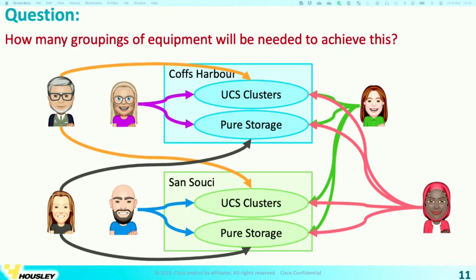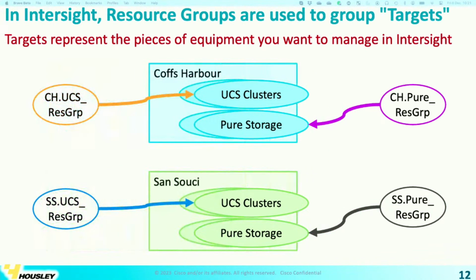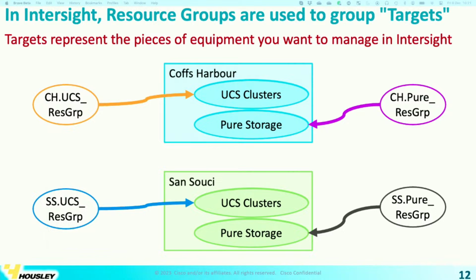Do I put everything into one group? Well, that's not going to suit. It's not going to suit Tim. If I put everything into Sans Souci and Coffs Harbour, that's not going to suit the UCS server guy. And so I've got to come up with a way of breaking this down into smaller units, okay? And probably the simplest way is to say, let's have a resource group for Coffs Harbour UCS devices, another resource group for Sans Souci UCS, and then the same again for the storage, right?